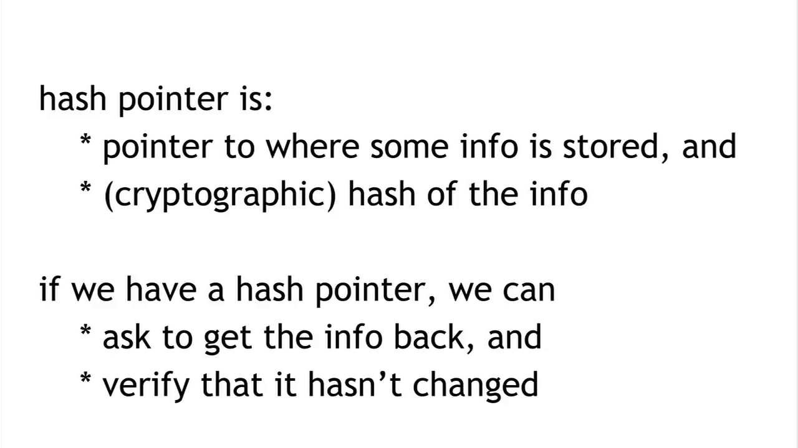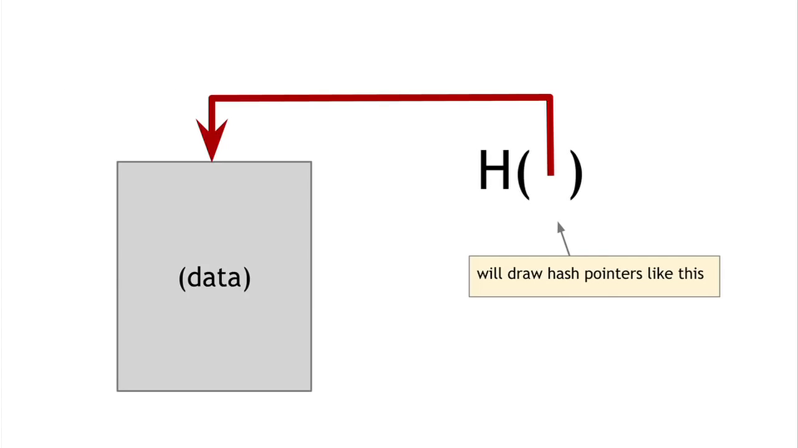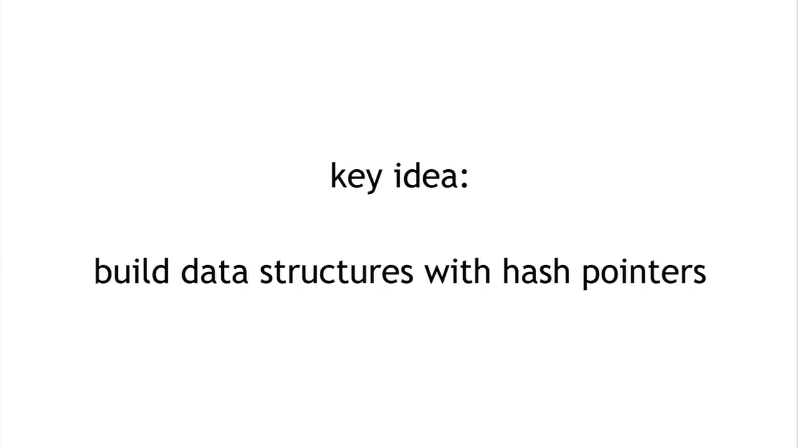And it's also going to let us verify that the information hasn't changed. So a hash pointer tells us where something is and what its value was. Okay, and we're going to draw a hash pointer in diagrams like this: we're going to have H of, and then an arrow that points to something. So anything drawn like this, you think of it as being a hash pointer to this thing. It's a pointer to where it's stored, and it's also the hash of the value that this data had when we last saw it.